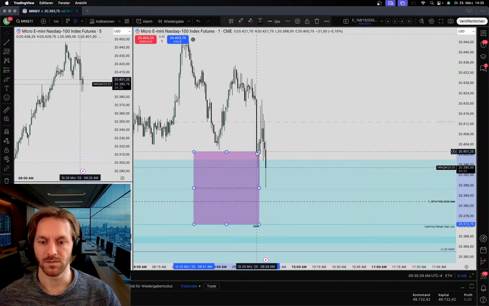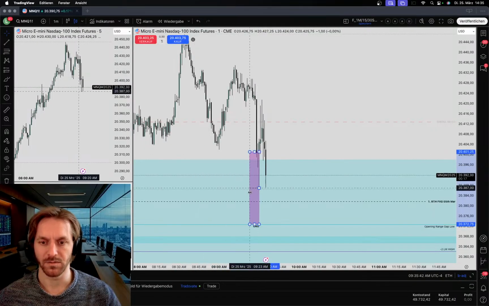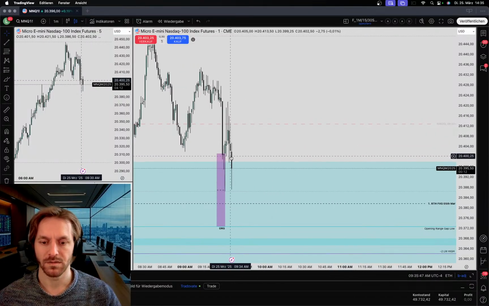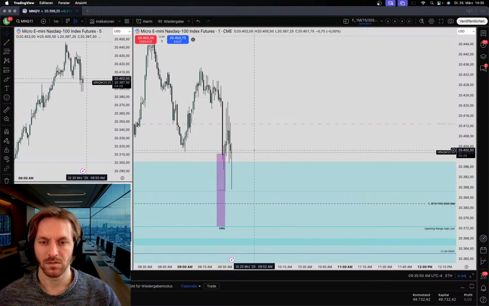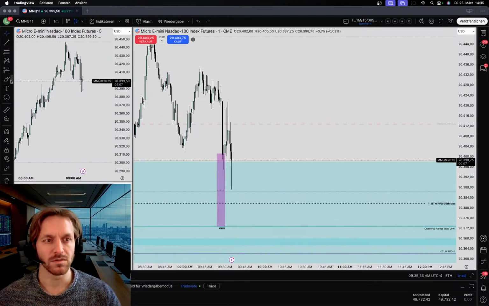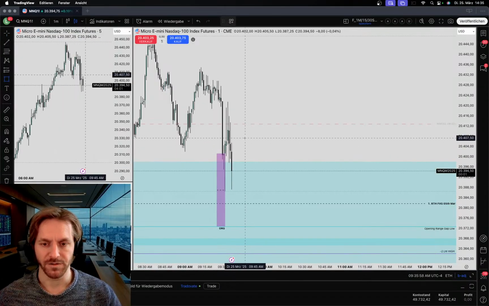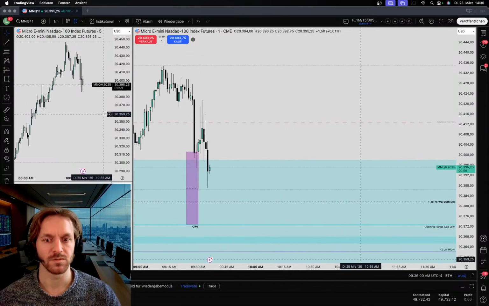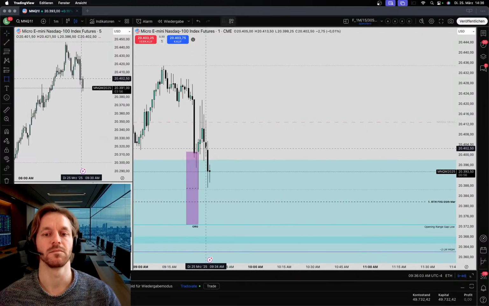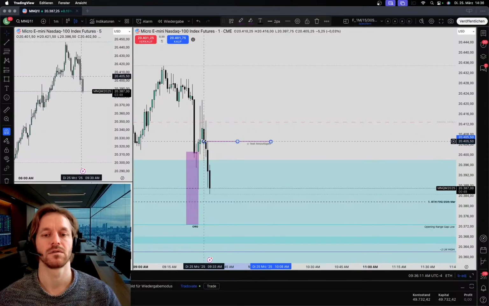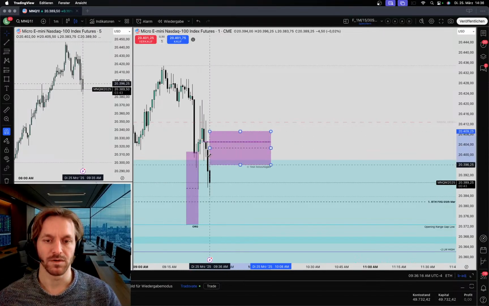So this one here, where is 930? It's here, our opening range gap. And we still don't have the first percentage fair value gap, but we have two volume imbalances. This one here and this one here.